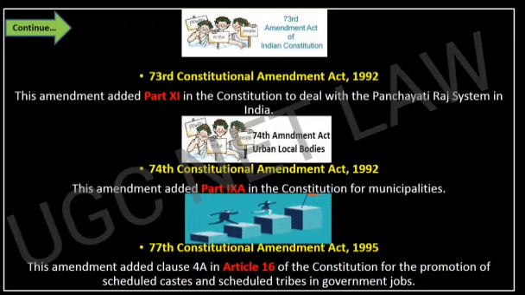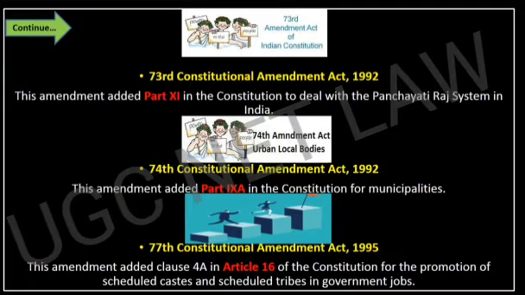Now 73rd Constitutional Amendment Act. It is easy to remember the 73rd, 74th, 77th Constitutional Amendments because they are from the 90s. See, 92, 92, 95. This 73rd Constitutional Amendment Act 1992 added Part 11 in the constitution to deal with the Panchayat Raj system in India. And the 74th added Part 9A in the constitution for municipalities.